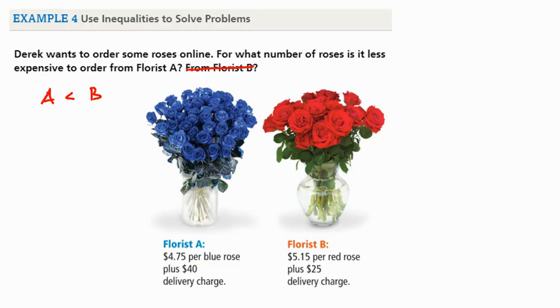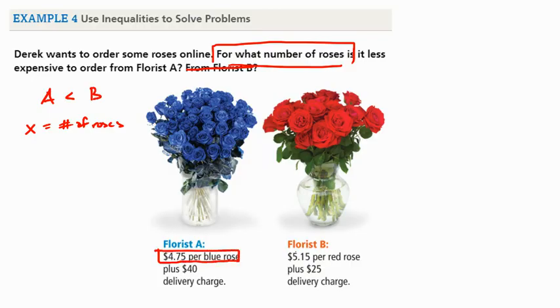Now, it says, for what number of roses? This is your variable. You know that x is going to be the number of roses. So down here, notice it says 4.75 per blue rose and 5.15 per red rose. Those numbers get the x next to them. I'm going to do it right here, and I might have to go to the other side. I apologize for the lack of space.